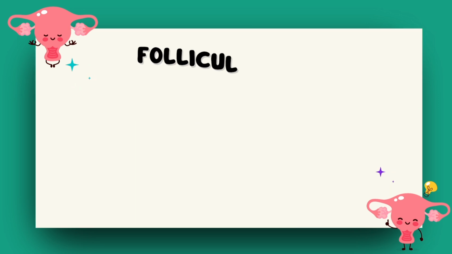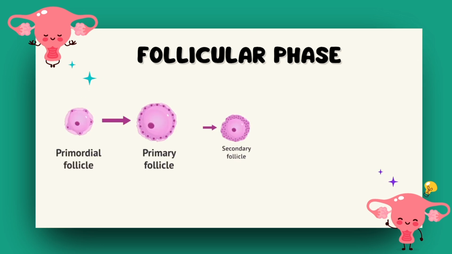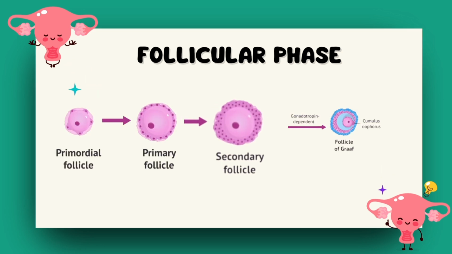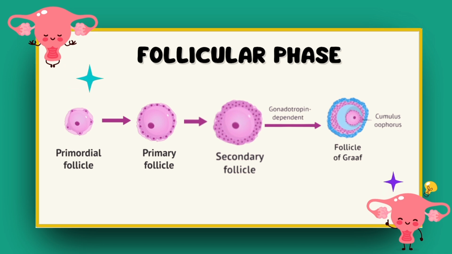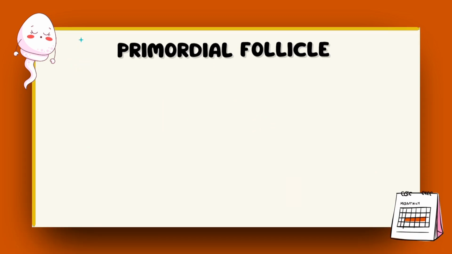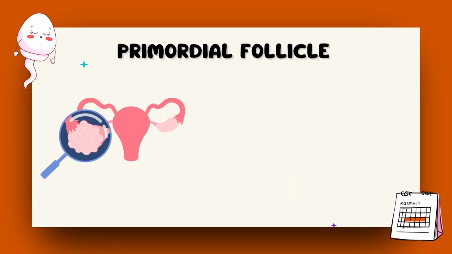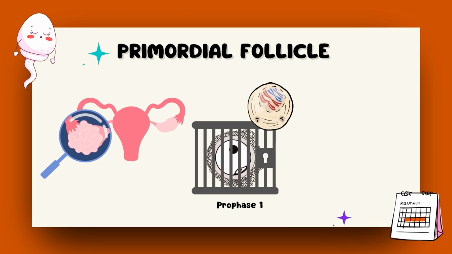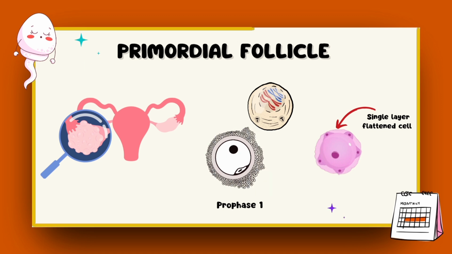In the follicular phase, tiny follicles in the ovary grow step by step, from primordial to primary, secondary, and finally to a mature Graafian follicle. This growth depends on FSH and LH hormones that guide the cycle. In primordial follicles, located near the ovarian cortex, each contains a primary oocyte arrested in prophase I, surrounded by a single layer of latent follicular cells.